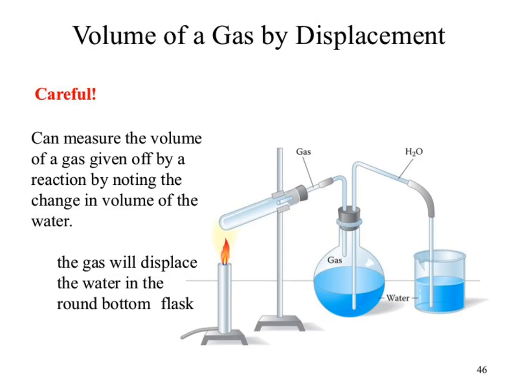Why do we call it dry ice? Because it doesn't melt. There's no liquid associated with it. It goes directly from the solid to the gas state. That's why it's called dry ice.